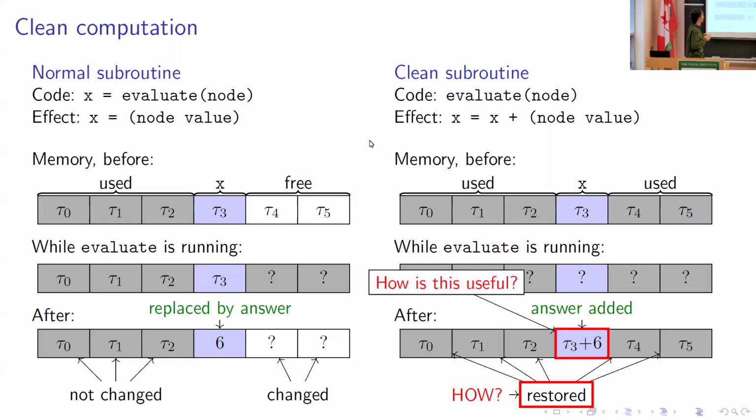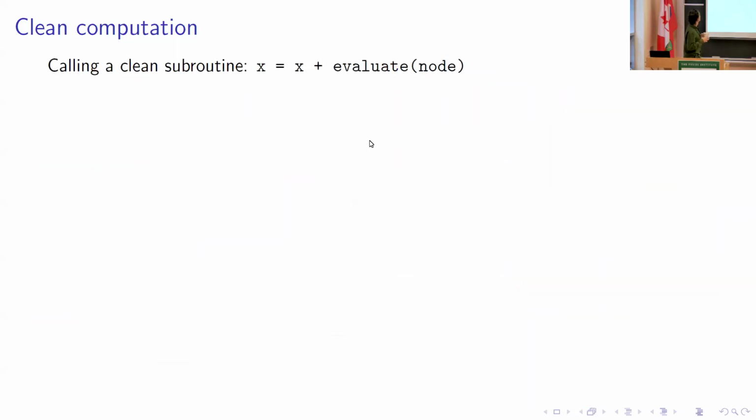The other weird thing is the way it returns the answer. So the x variable started with some arbitrary value tau3. Now it has tau3 plus 6 in it, which is a different arbitrary value. So if you look at tau3 plus 6, there's no way you can get the answer 6 out of that. Okay, so the next thing I want to do is kind of remove a bit of the mystery and say why this is useful. So the first thing I want to do there is a little bit of a notational convenience.